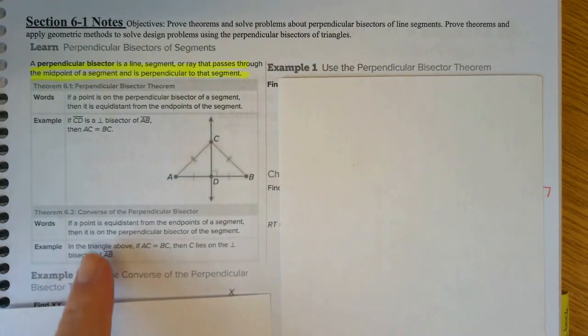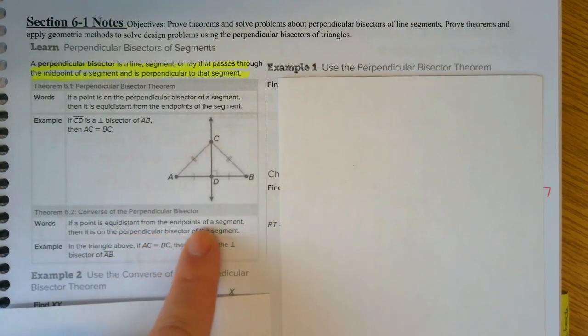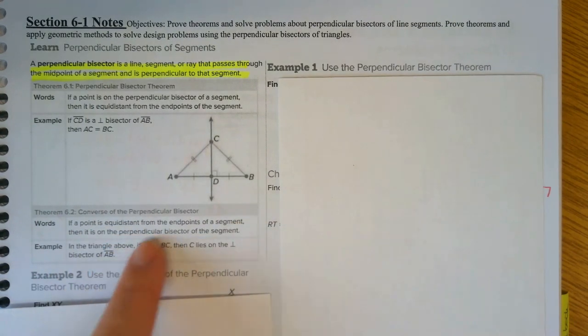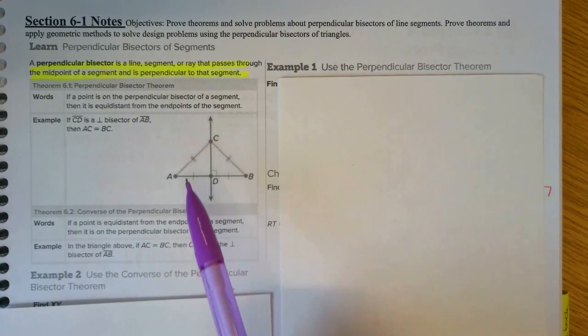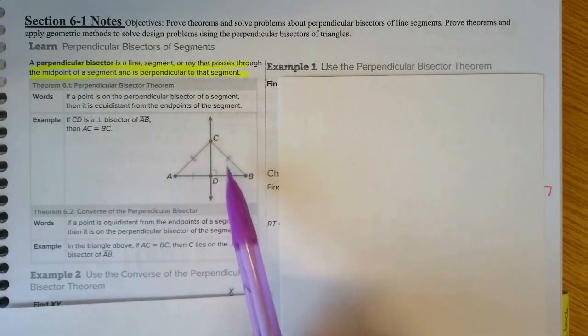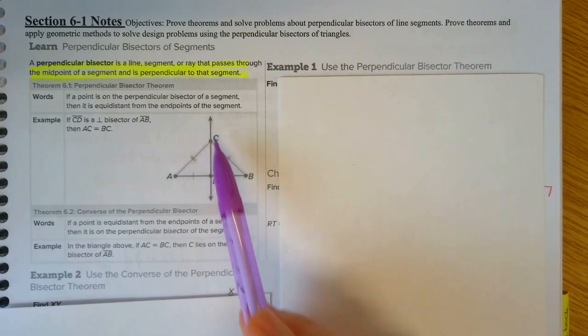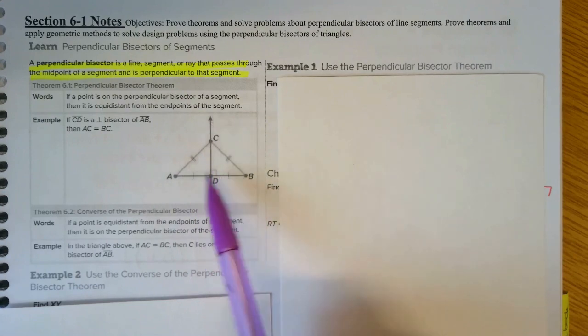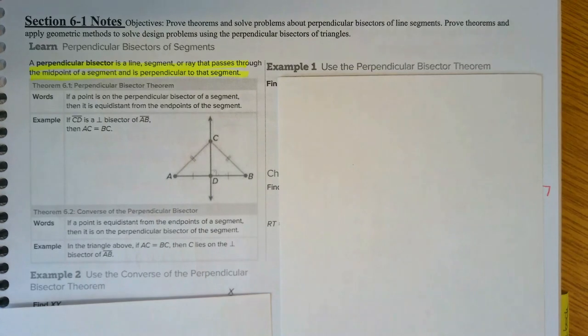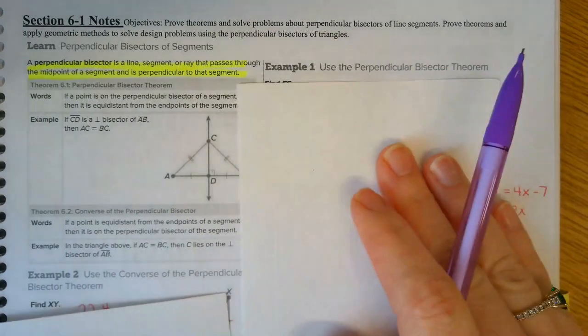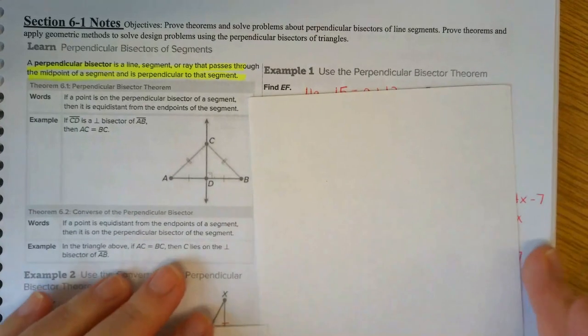The converse of that says if a point is equidistant from the endpoints of the segment, then we know it's also a perpendicular bisector. So two things, we're going to know that these two distances end up being equal. If this is a perpendicular bisector, it's going to bisect this side, and then you're going to form that right angle. So you're going to use that information over here to find some different things.